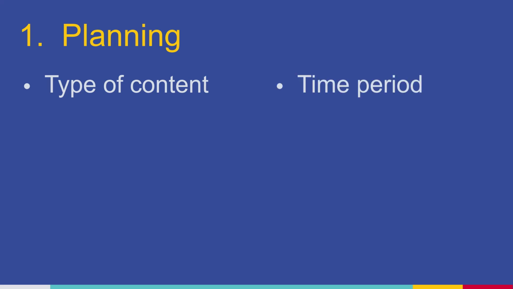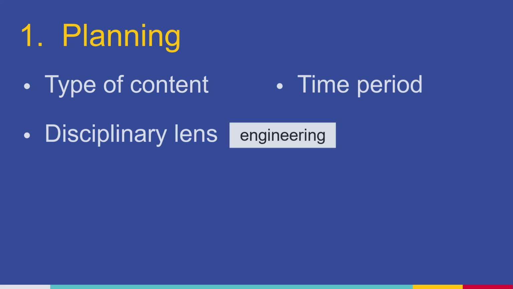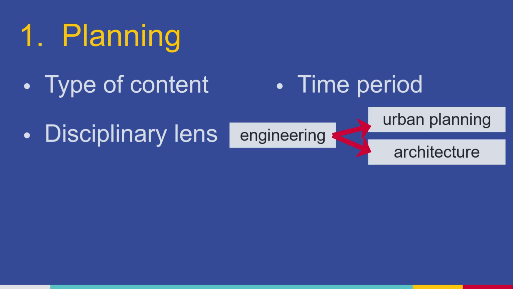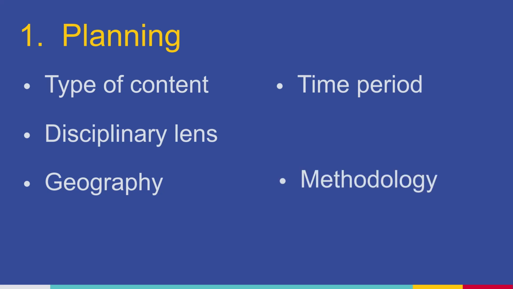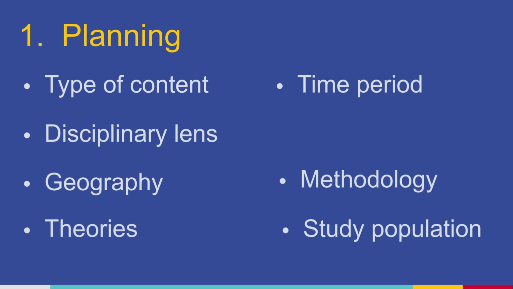Decide what time period you want to review. Depending on the topic, this could be longer or shorter. Decide on what disciplinary lens you're going to approach it through. Only your specific field, or are there adjacent fields that also have important contributions? Decide what other factors might limit what you review. Does geography, methodology, research theories, or study population matter to you?